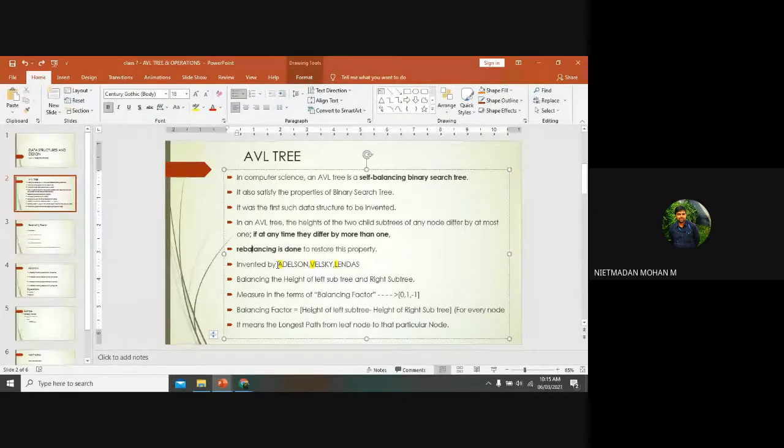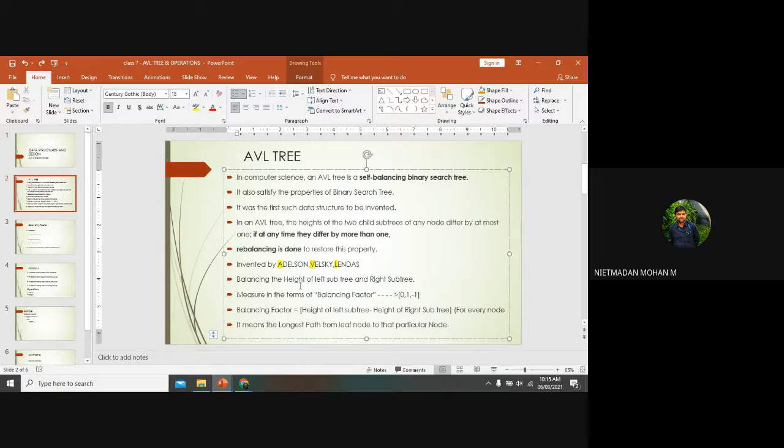This was developed for reducing time. A binary tree also reduces time, and this self-balancing binary tree reduces more time when compared to the binary search tree. For that, if you have a number of nodes, when I go with an example, I will tell you that.